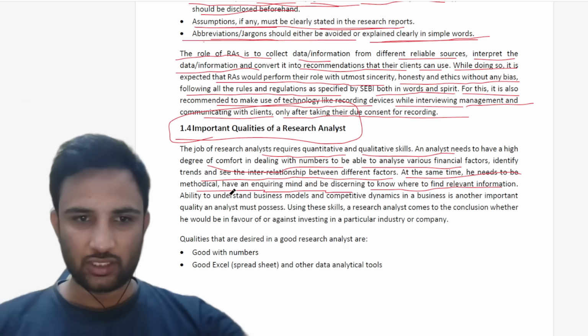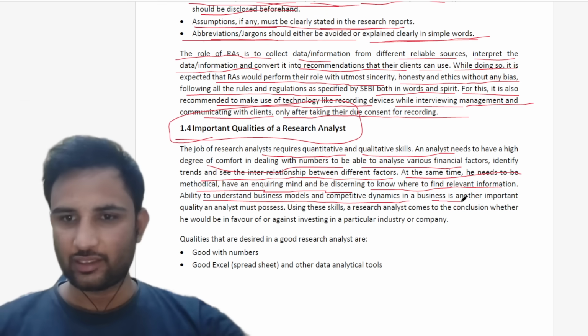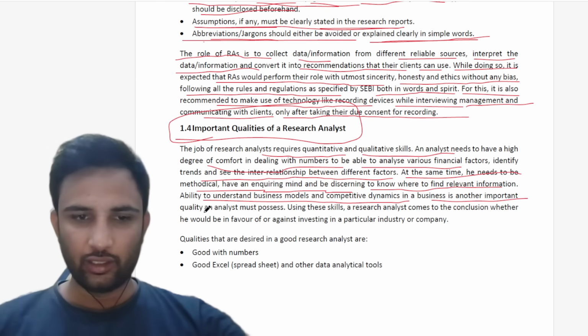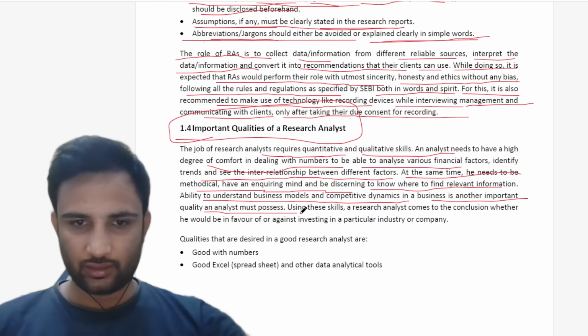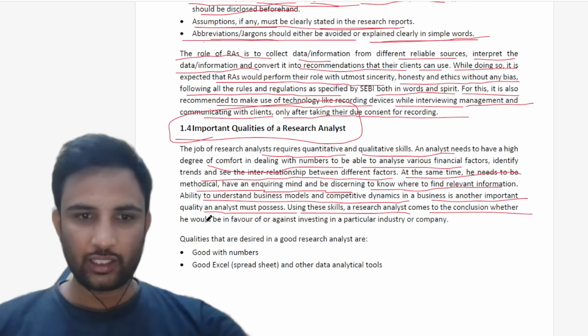Ability to understand business models and competitive dynamics in a business is another important quality an analyst must possess. Using these skills, a research analyst comes to the conclusion whether he would be in favor of or against investing in a particular industry or a company.